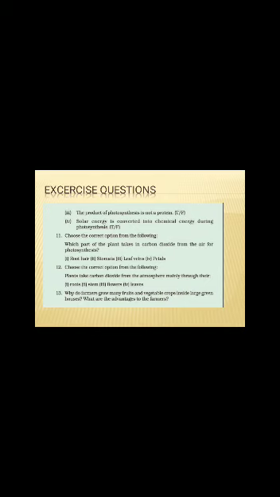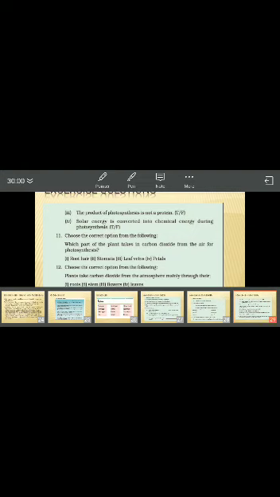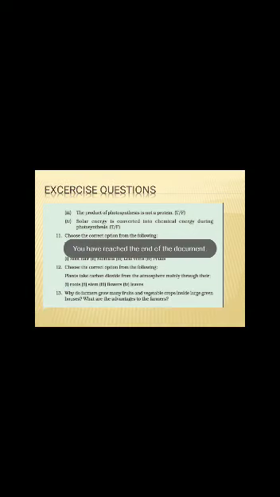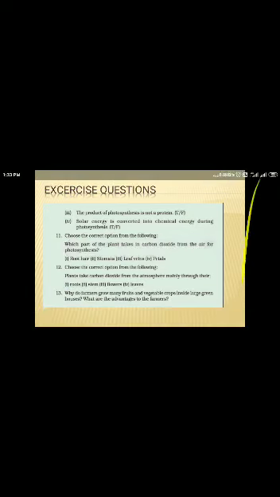Now question number 11. Choose the correct option from the following. Which part of the plant takes in carbon dioxide from air for photosynthesis? Stomata is the correct answer. Choose the correct option for the following. Plants take carbon dioxide from atmosphere mainly through their leaves. Why do farmers grow fruits and vegetable crops inside greenhouses? What are the advantages to the farmers?